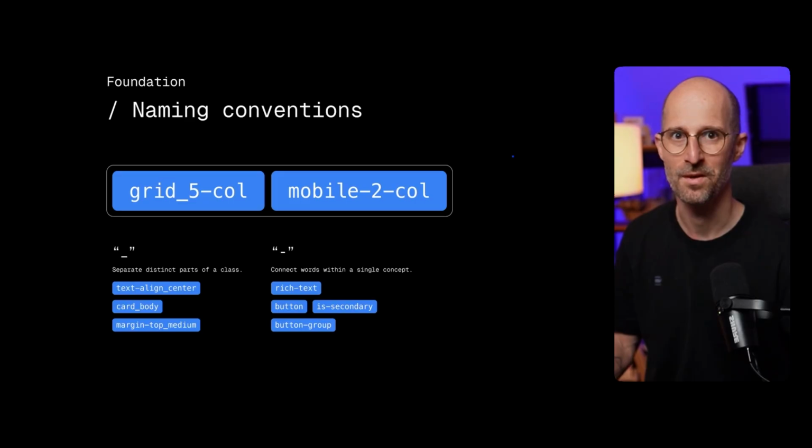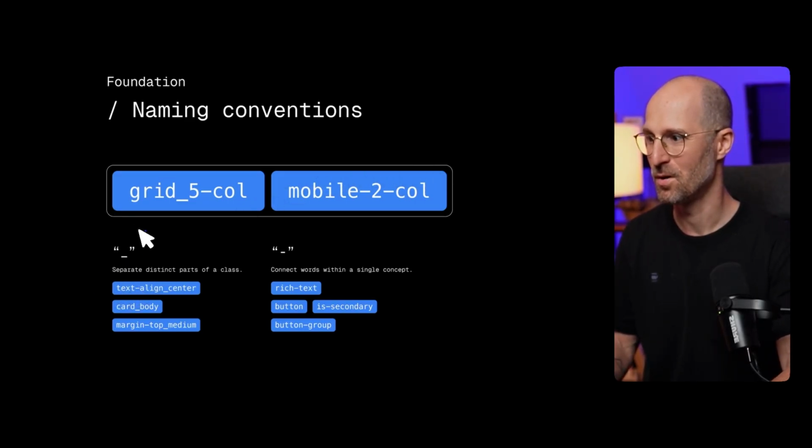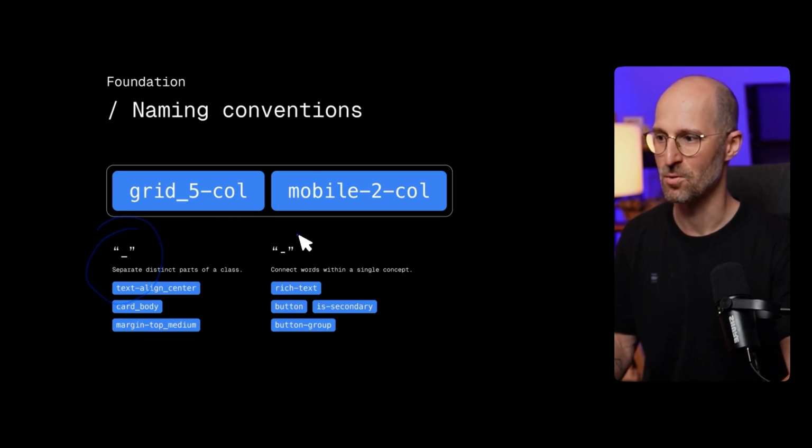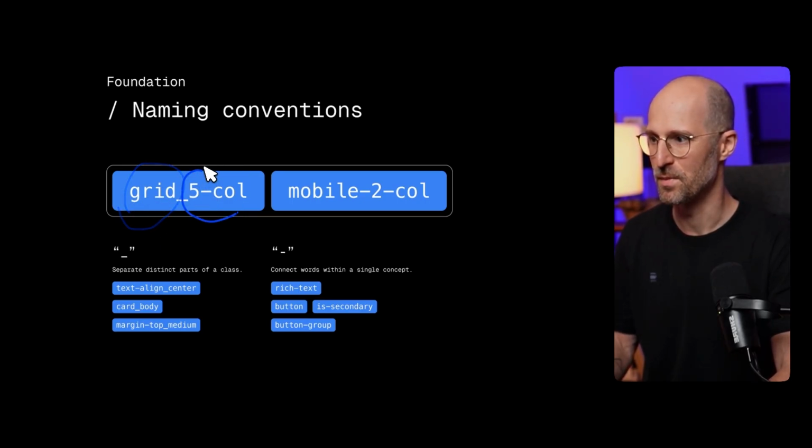To understand naming convention in FlowKit, you just need to know 2 things. You need to know about underscores and hyphens and when they are used. So underscores, as you can see, are used to divide the main part from the second part. Underscores are designed to separate a property from its value. Grid is a property and 5 columns is the value. And in this example, card is a component and body is a part.